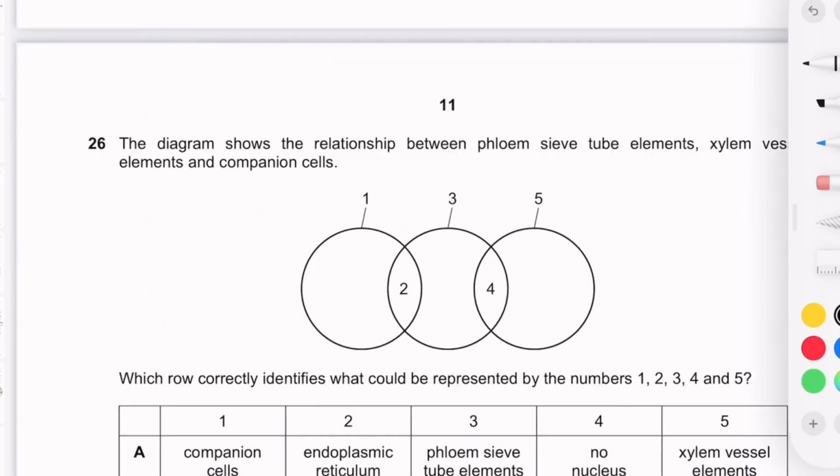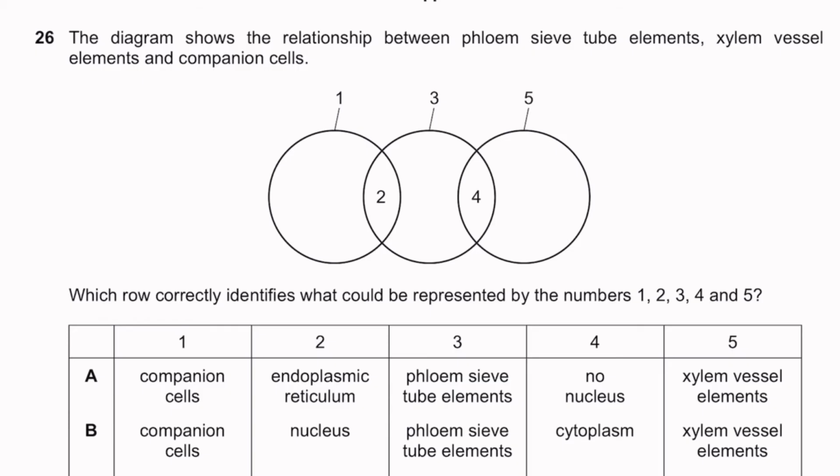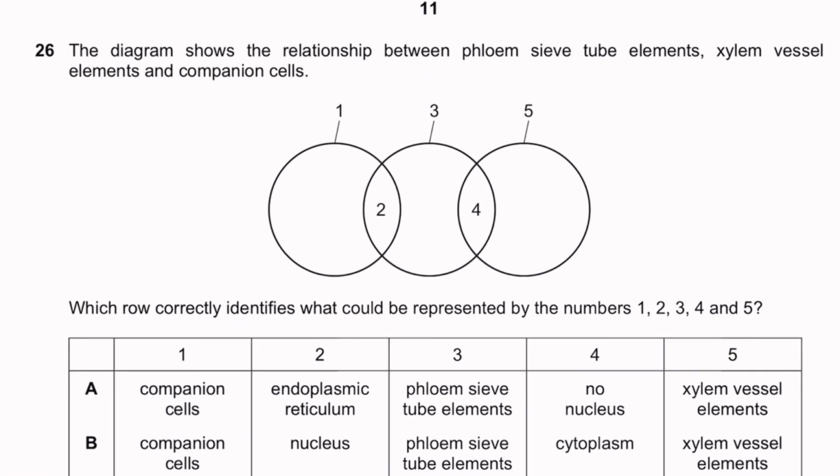Moving on. The diagram shows relationships between phloem sieve tube elements, xylem vessel elements, and companion cells. Which row correctly identifies what could be represented by numbers 1, 2, 3, 4, and 5? So 1 is a companion cell. Okay, 2 is the endoplasmic reticulum, and then 3 is the phloem sieve tube element, no nucleus, and xylem vessel elements. That is correct, so the answer should be A, but let's see the other options.